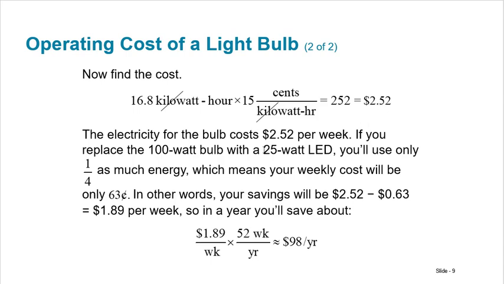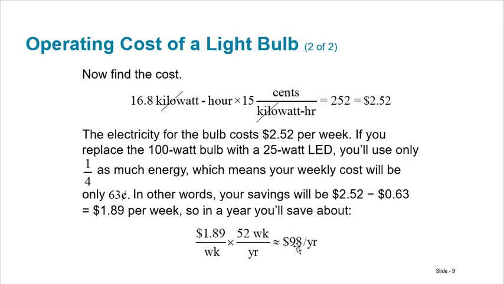Now, since the LED takes 25 watts, that's 1/4 as much. So you'll only use 1/4 as much energy, which means your weekly cost will be the same thing divided by 4, which is just 63 cents. In other words, you'll be saving $1.89 per week. So in a year, you'll save about $98.